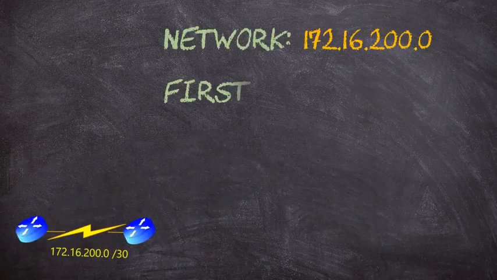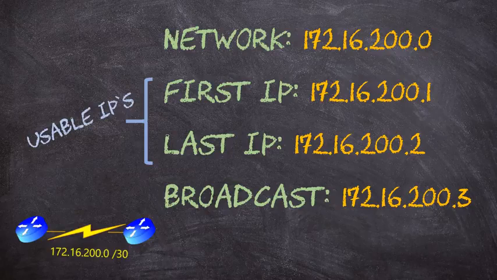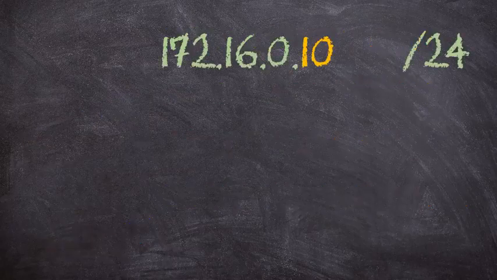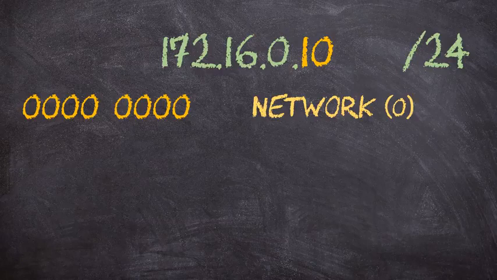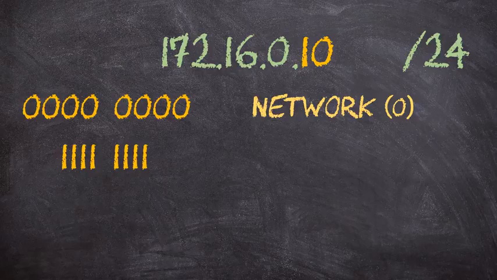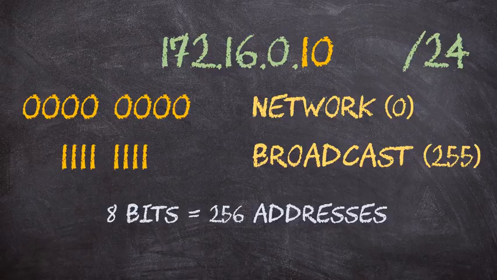A skill you will want to develop is working out what these addresses are in any network, as well as how many addresses you can actually use. Let's take an example. You have a device with the IP 172.16.0.10/24. From the /24, we can see that the first 3 octets are the network and the last octet are the host bits. If we set all host bits to 0, we have 172.16.0.0. That's the network address. If all the host bits are set to 1, we have 172.16.0.255. That's the broadcast address. 8 host bits mean there is a maximum of 256 addresses.